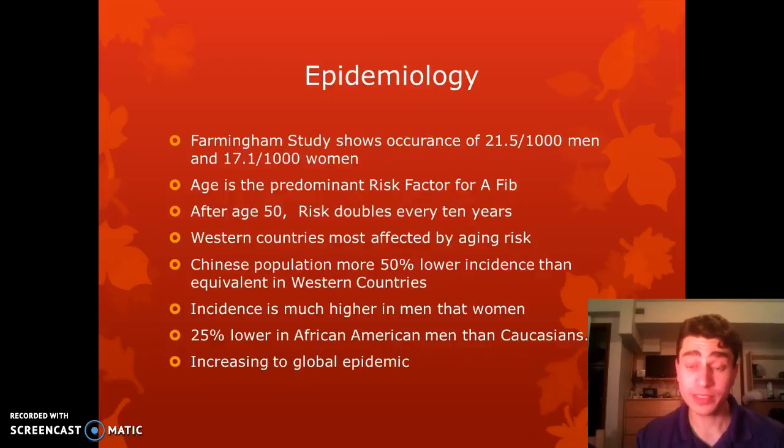Looking at the Framingham study, we looked at about 1,000 men and 1,000 women, and we found that the occurrence of AFib in men is actually fairly significantly higher than women. And here, 21.5 out of 1,000 for men and 17.1 out of 1,000 for women, which doesn't seem like that big of a change. When looking at a much higher population, we can see time and again that the men will be much more likely to have AFib than the women.